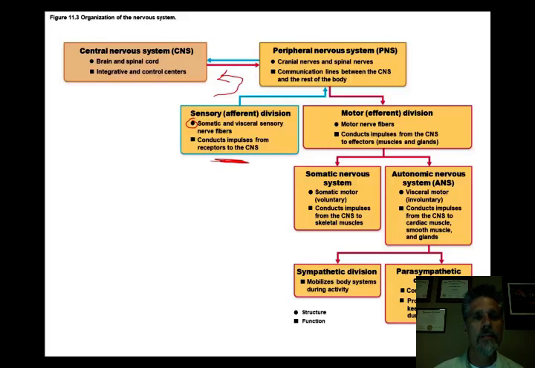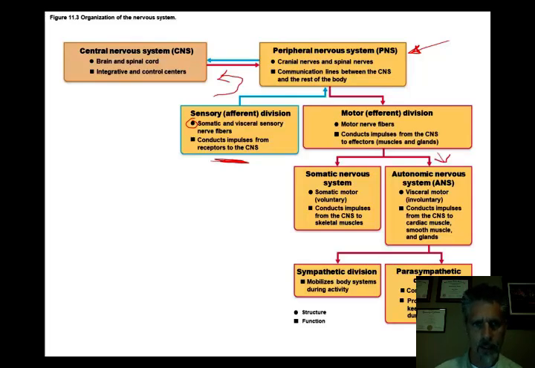Then the central nervous system has to figure out what to do with it, and it's going to have some sort of a response. So the response goes out, again, through the peripheral nervous system. So you can see how that's a two-way street, both sensory coming in and then motor coming out of it. And the motor division splits into two types. Again, we see somatic, and then we see a different one that's called autonomic.